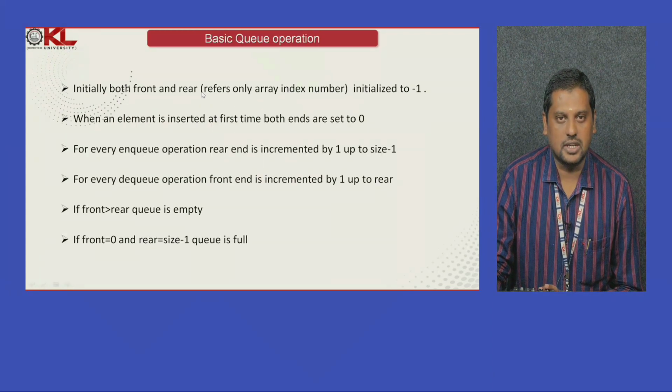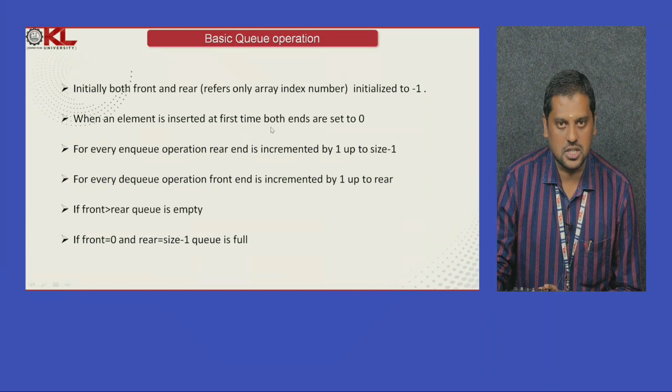Initially both front and rear values are -1, and be very clear, front and rear are variables which point only to the Queue index numbers. When an element is inserted the first time, both ends are set to 0. It means both front value and rear value should be assigned 0.